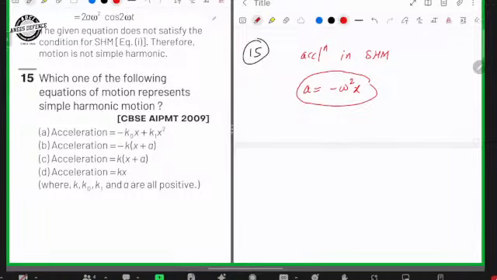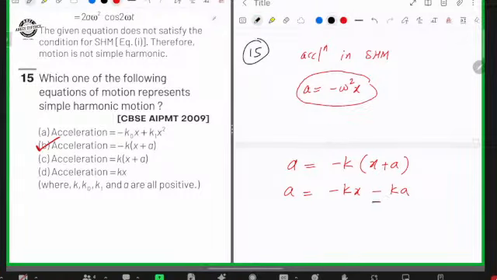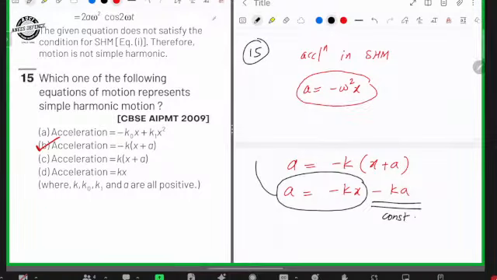Is it option number B? Option D is also containing the same kind of thing. Okay, I'll tell you. See, option B is what? A is equal to minus k bracket x plus a. So can we write minus kx minus ka? Now this is just a constant, no? It can be neglected. So this part of the acceleration is variable, and the variable part decides the SHM. Therefore, this matches with this. Others do not match.